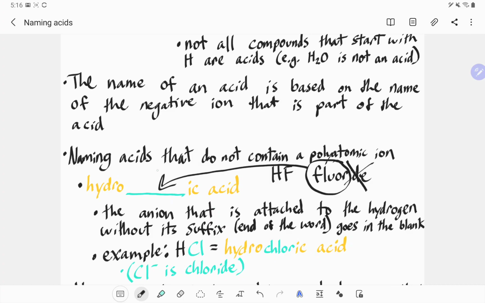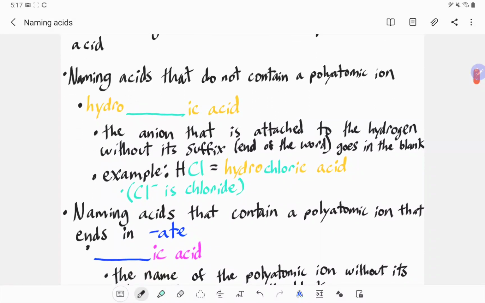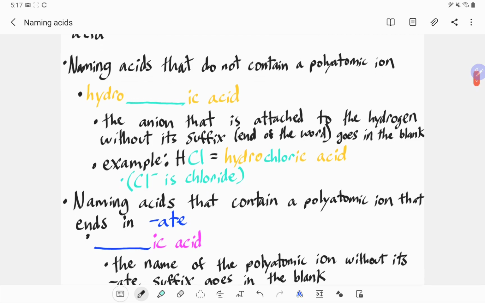So we'll put hydro, fluor, spelt that wrong, fluoric acid. Hydrofluoric acid is HF. So it's going to be the same case for all of those other halogens that might bind with hydrogen. Cancel the ending and put that in the blank. All right, let's try our next naming rules.